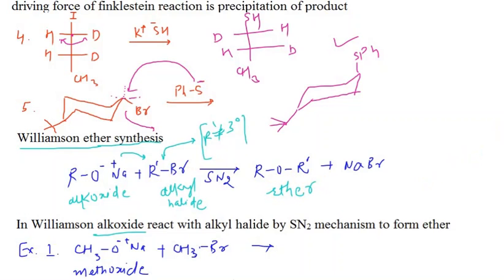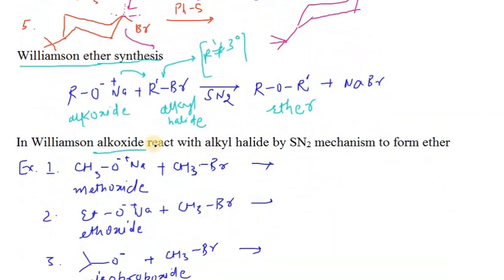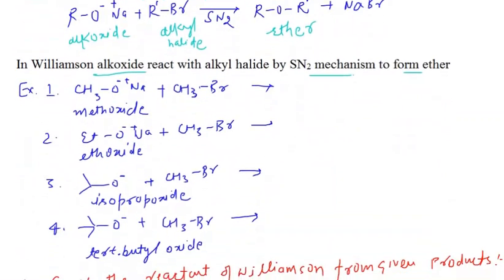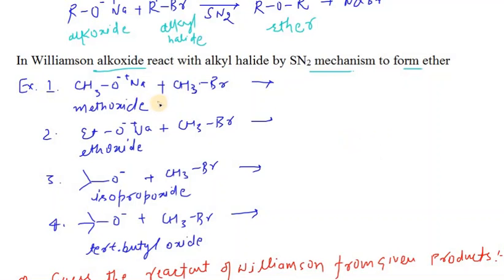Okay. So in Williamson synthesis, alkoxide reacts with alkyl halide by SN2 mechanism to form ether. So these are examples. Now we know that this is a methoxide. Methoxide is going to replace here. This is methyl, so easily it's going to form by SN2 mechanism.